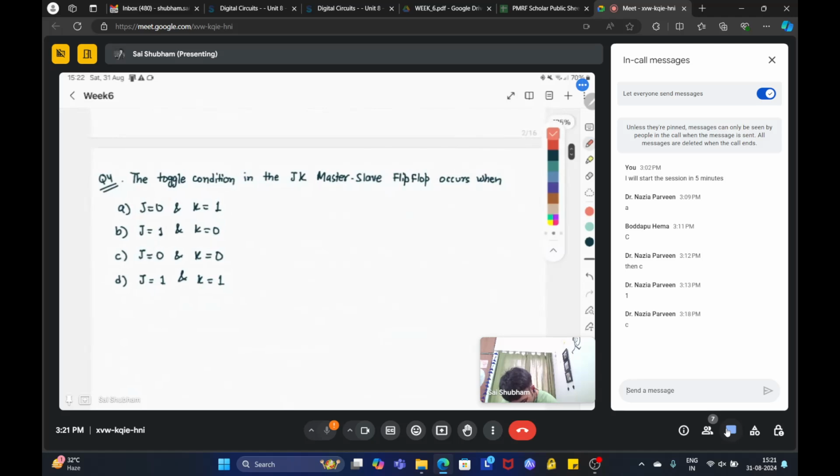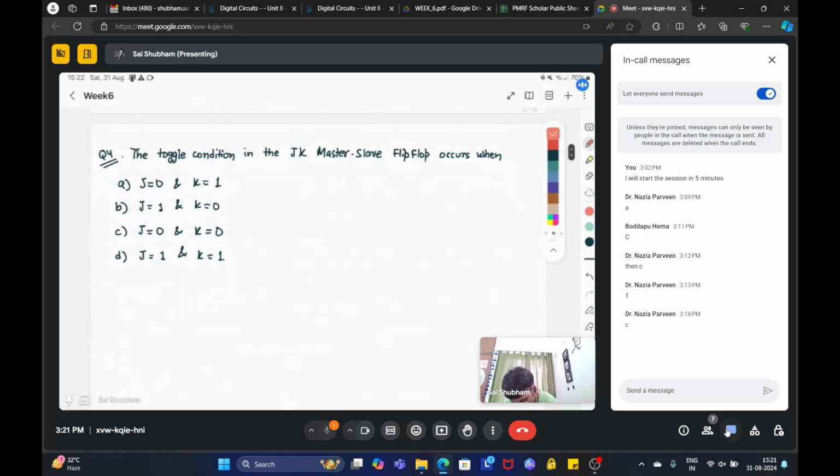The next question is, the toggle condition in JK master slave flip-flop occurs when. I think I asked this question; this is a similar question. So the answer is J equal to 1 and K equal to 1. In this condition, you will have Q equal to 0. In this condition, you will have Q equal to 1. Here you have Qn+1 equal to Qn.